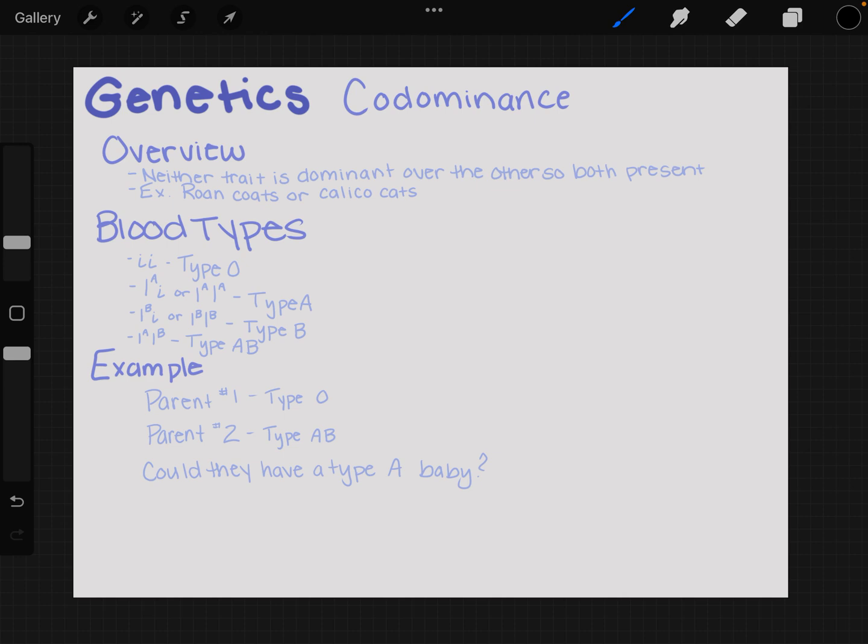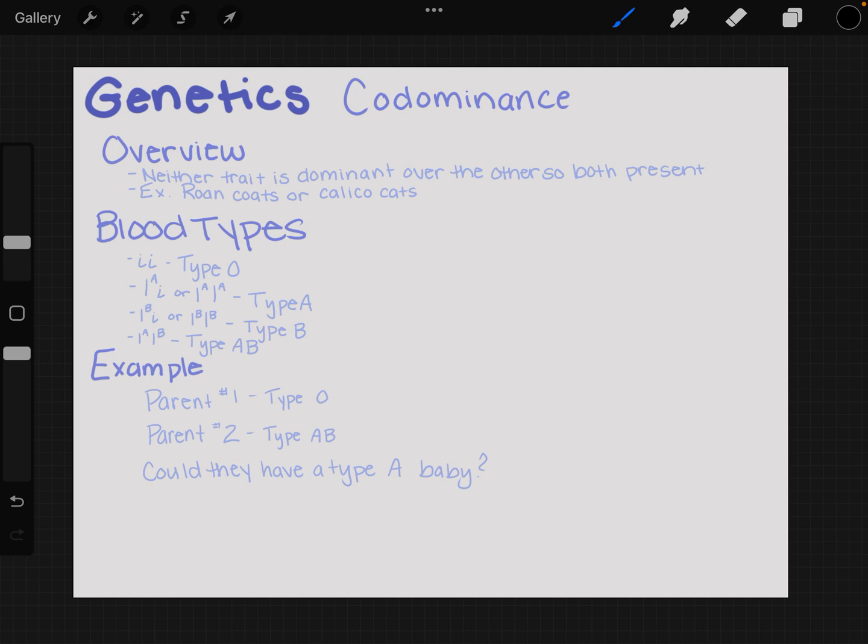Another important example to consider with this is blood types, specifically in humans. So, what letters do we use to represent the blood types? And why are they codominant? Let's start there. They have to be codominant because of type AB blood, right? Great. Because of the way the markers work on the red blood cells, blood type is going to be codominant.